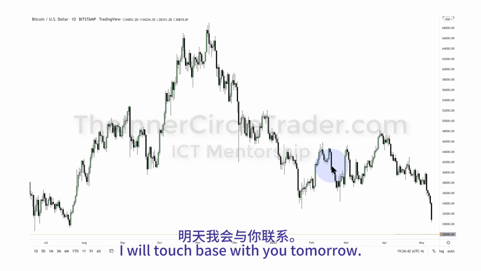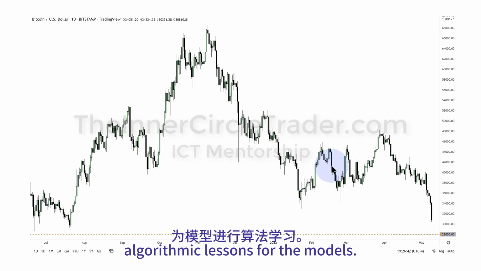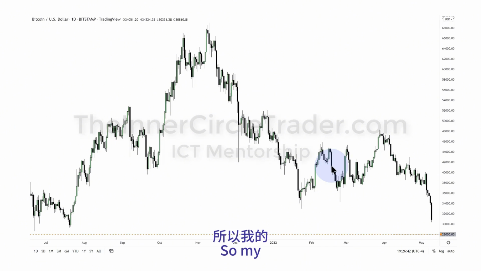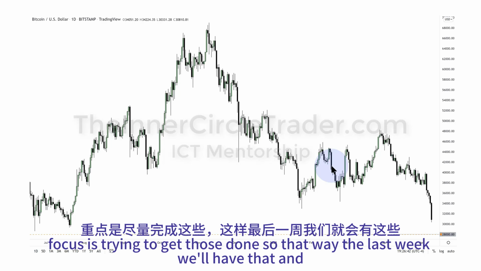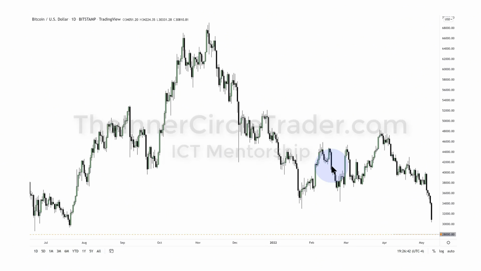And that will be it for tonight. I will touch base with you tomorrow. I am working on the price action model algorithmic lessons for the models. So my focus is trying to get those done, so that way the last week we'll have that, and you'll have access to the links that are missing between 2017 and 2018. And I think that'll be it.